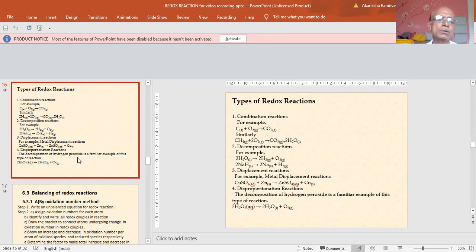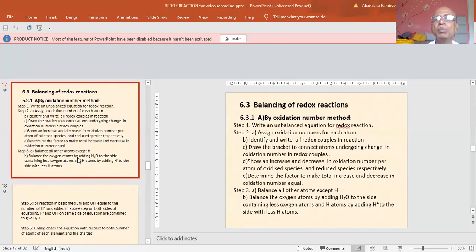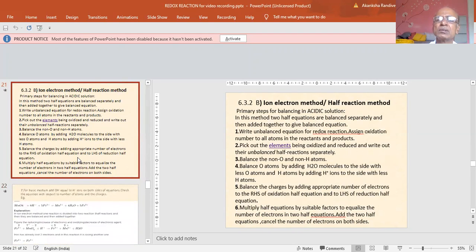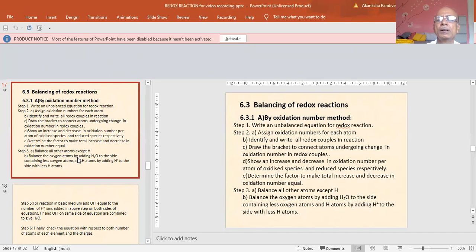Now, in this lecture, we have to study the balancing of redox reactions. The balancing of redox reactions is done by two ways. Firstly, by oxidation number method, and secondly, by ion electron method. By these two methods, the balancing of redox reaction is carried out. Now, let us firstly consider the balancing of redox reaction by oxidation number method.